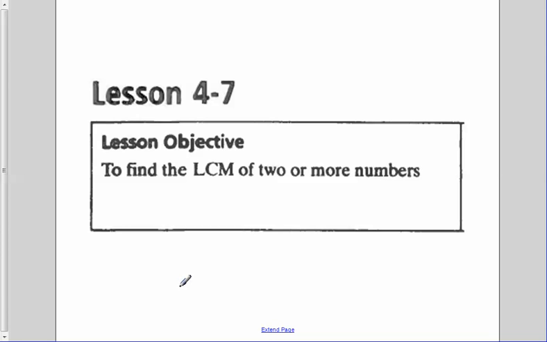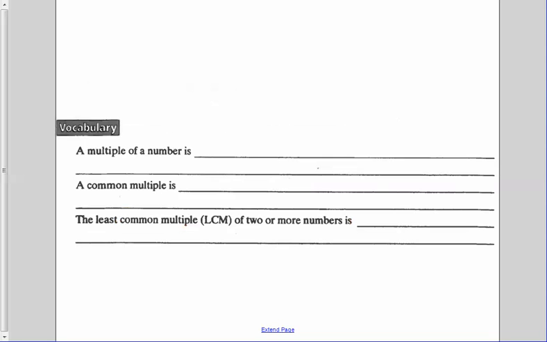In lesson 4.7, we're going to be talking about finding the LCM of two or more numbers. But you're probably thinking, well, what's LCM? We've been talking about the GCF, the greatest common factor, and now we've got another set of letters. Well, the LCM is the least common multiple. And we'll talk about what that is here in 1 second.